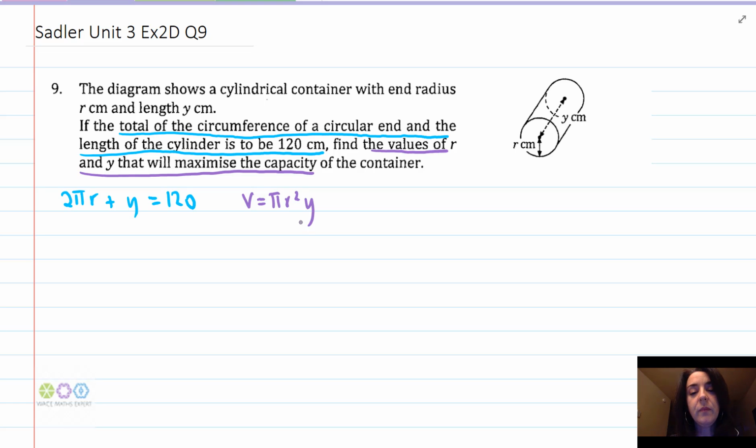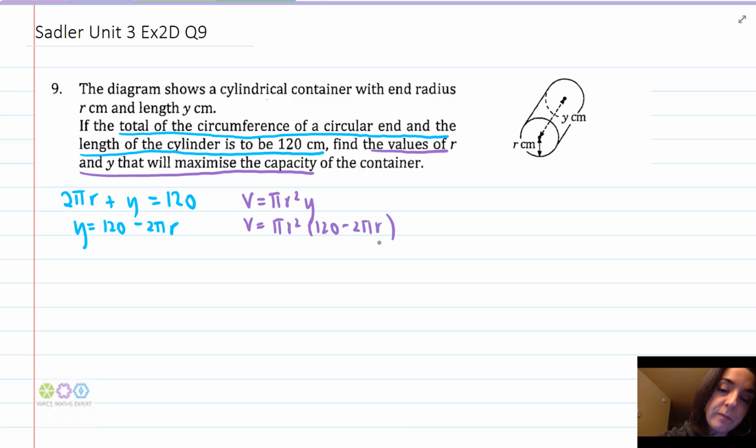So we also have a situation where we're looking at the volume equals pi r squared times the length, which is y. Now, of course, because the volume function has 3 variables and we need it to have 2, that's why we're using this earlier constraint so that we can find y in terms of r or r in terms of y. But obviously this is easier to rearrange to be y equals 120 take 2 pi r. And so putting it into the volume equation now, we will have pi r squared, and instead of y, we'll put 120 take 2 pi r. And I'm going to simplify that a little bit, so I get 120 pi r squared take 2 pi squared r cubed when I expand that out.